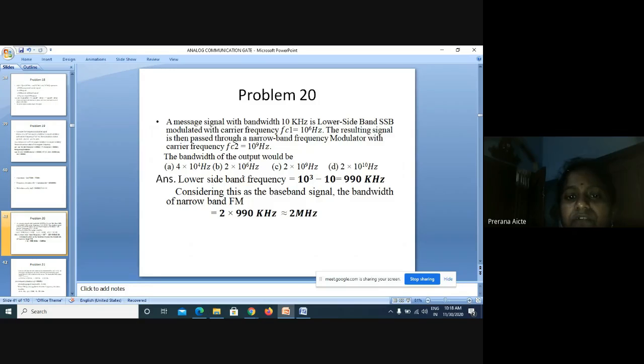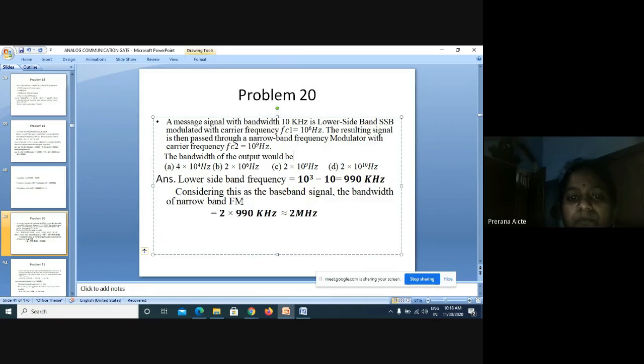Then what is the lower sideband frequency? Nothing but fc1 minus fm. What is fm? fm is 10 kilohertz. So from here we can write that your lower sideband frequency is 990 kilohertz.